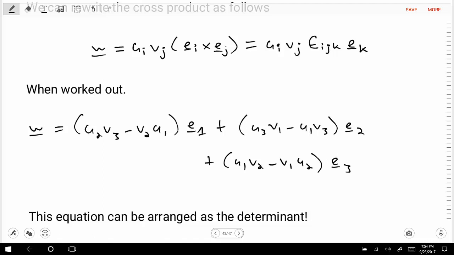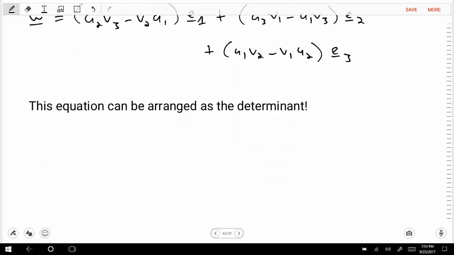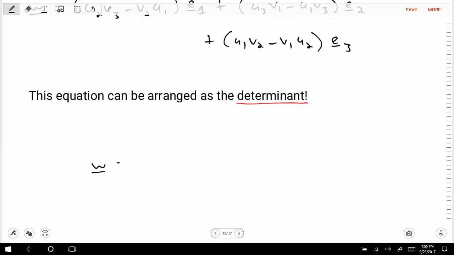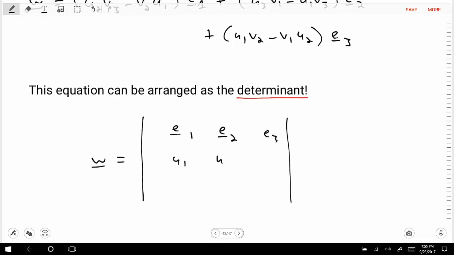So if we go ahead and exercise these indices, we can find the form of this cross product vector. And what is great about this form is that it's actually equivalent to performing the determinant of this set of vectors, where the cross product is equal to the determinant, where the first row is our base vectors, the second row is U1, U2, U3, and our third row is V1, V2, and V3.